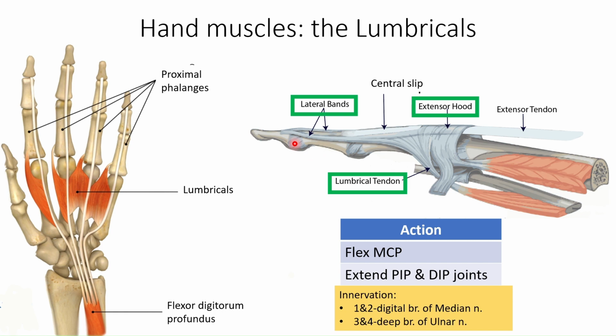Innervation of the first and second lumbricals is by the digital branch of the median nerve. The third and fourth lumbricals receive innervation from the deep branch of the ulnar nerve.